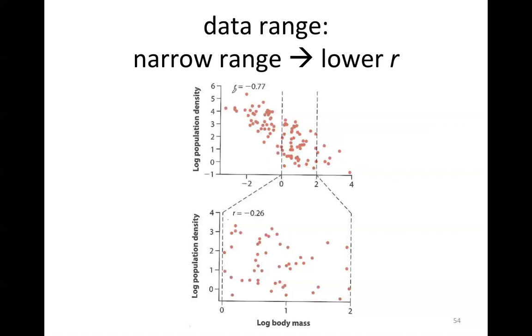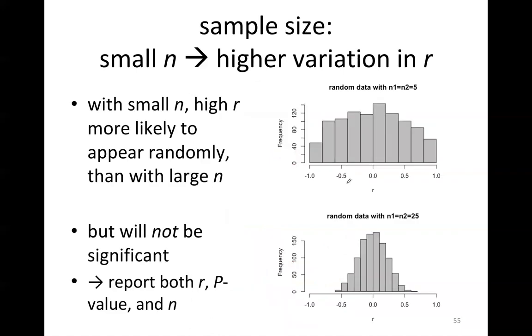So the power of the correlation coefficient depends on the range of the data. The wider the range, if there's a linear relationship, the easier we can see a relationship. And also, finally, the smaller the sample size, there will be more noise in R, and high values can appear more easily.